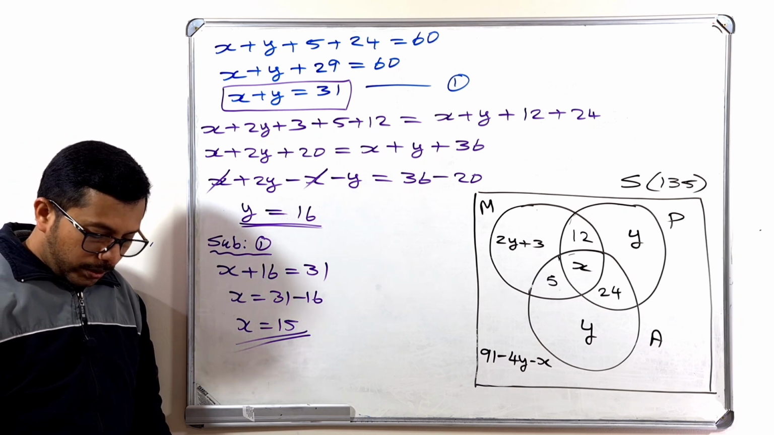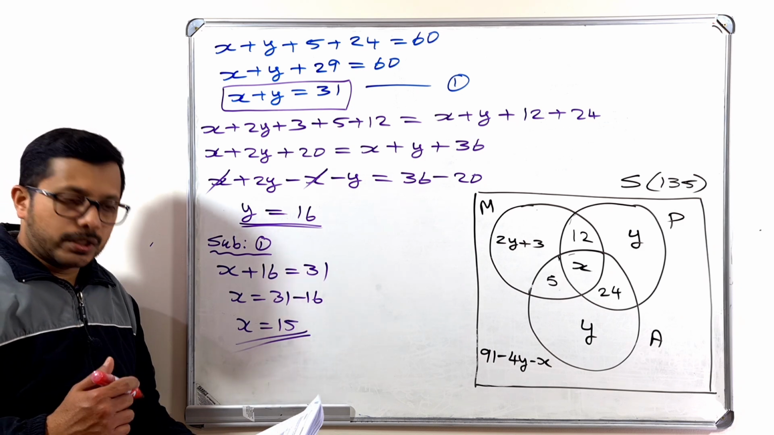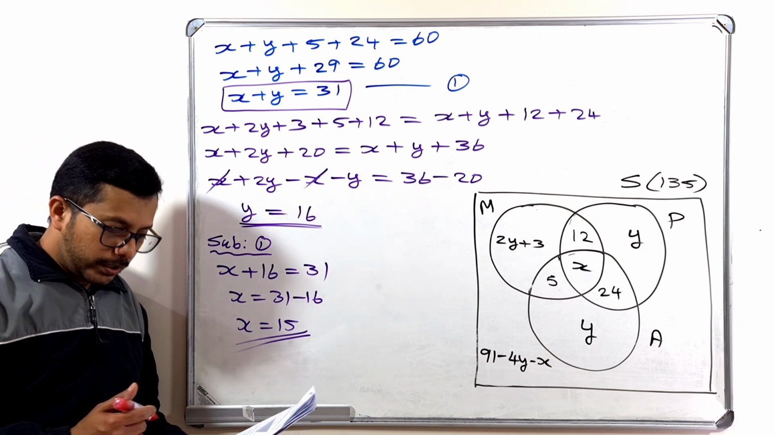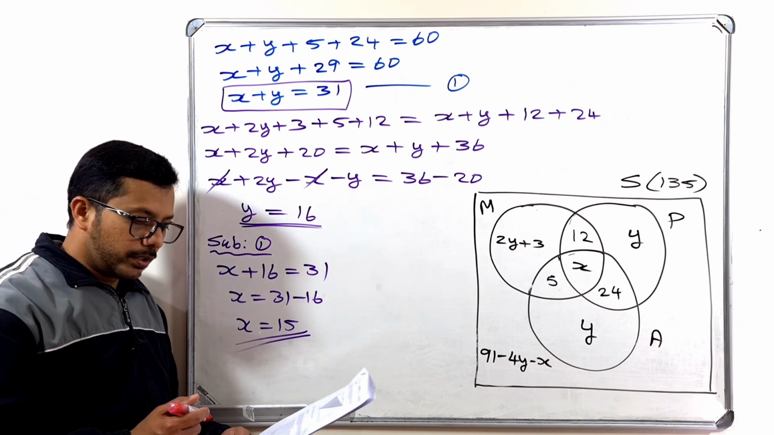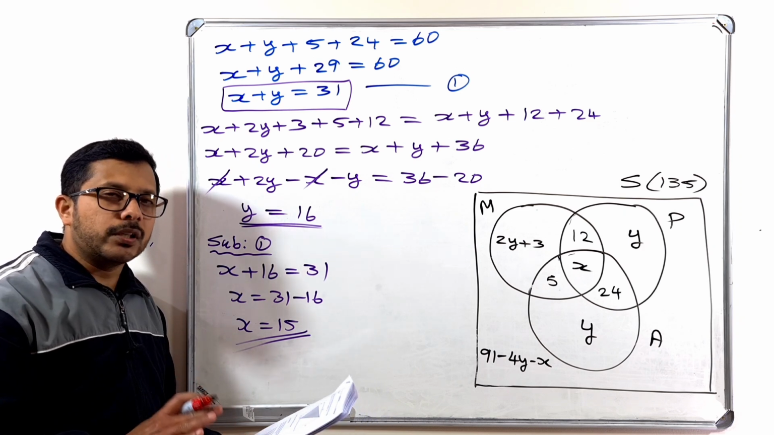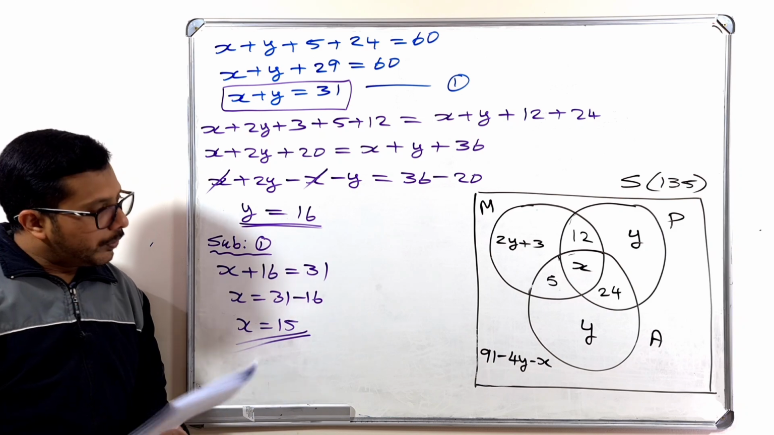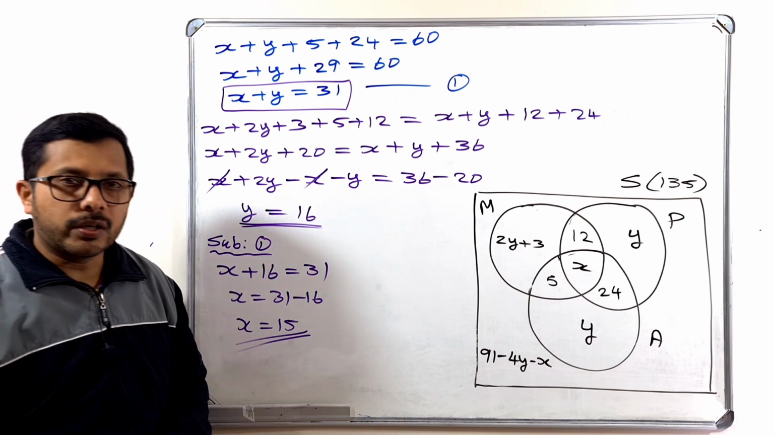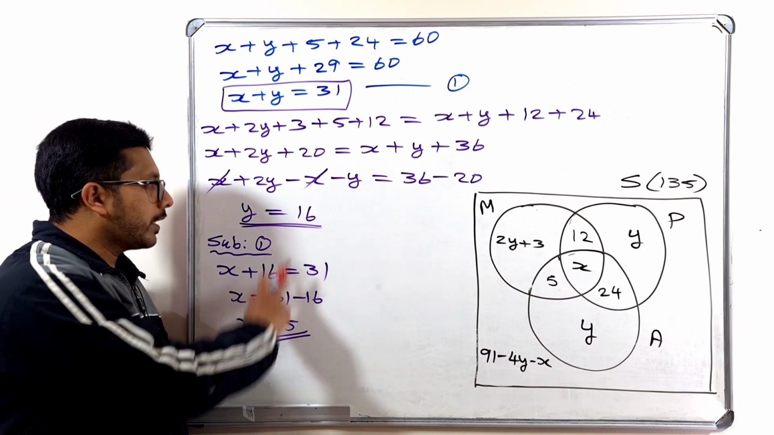But to do the next question, 10.3, calculate the probability that a learner chosen at random does mathematics or physical science and accounting. I'll explain that one. Just hold on. Before I do that one, now I know the values of x and y.